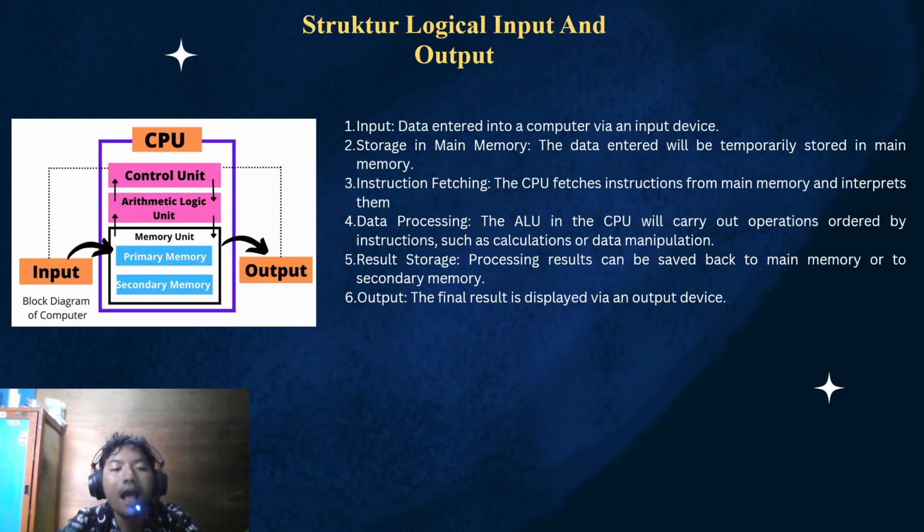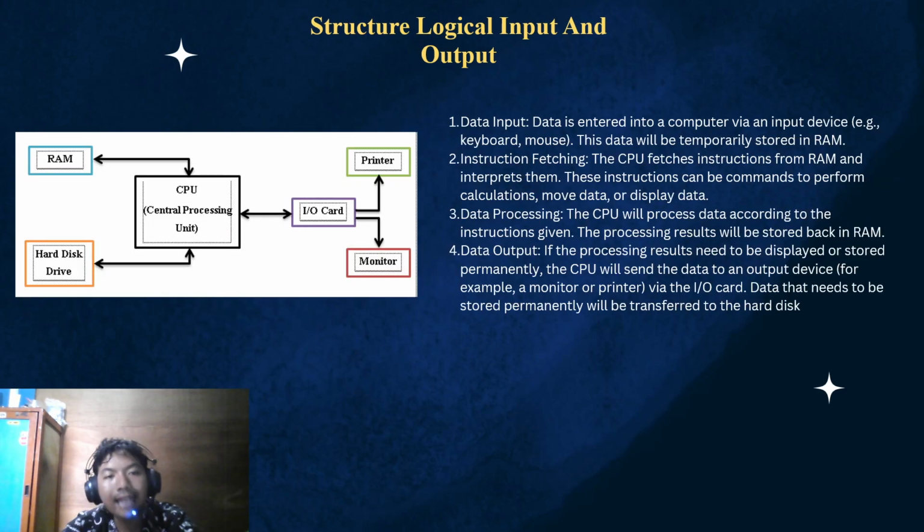And the fourth, I will explain about data processing. Data processing is the ALU in the CPU will carry out operation ordered by instructions such as calculation or data manipulation. And the fifth, result storage. Result storage is processing result can be saved back to main memory or to secondary memory. And sixth, I will explain about output. Output is the final result displayed via an output device.